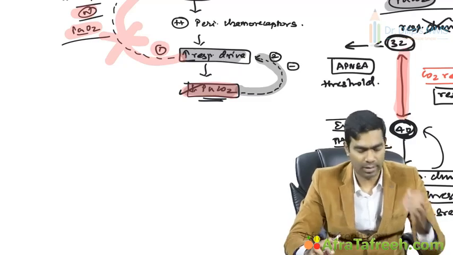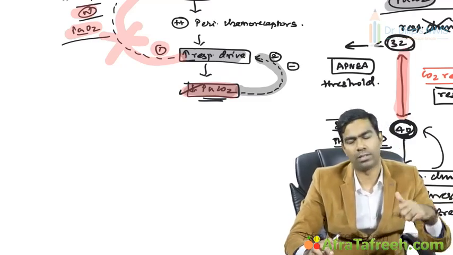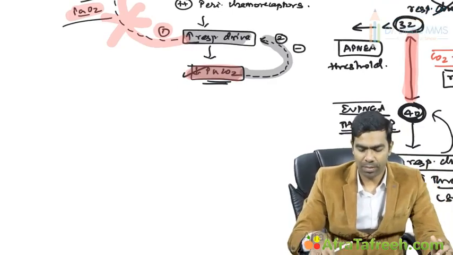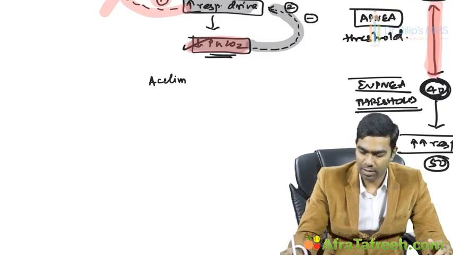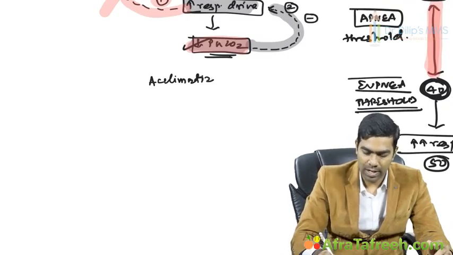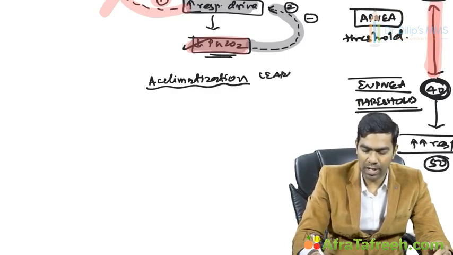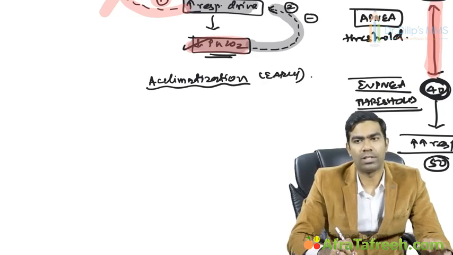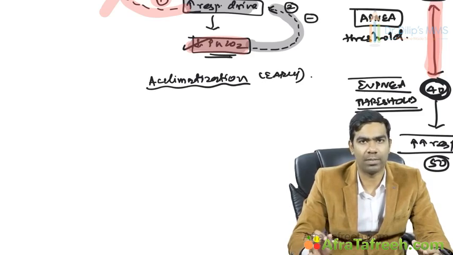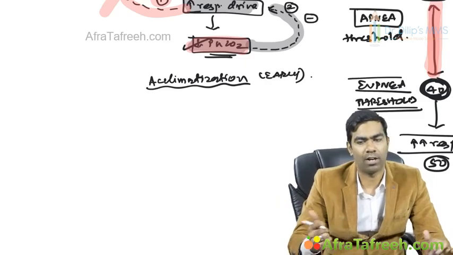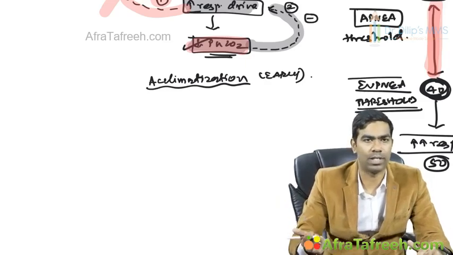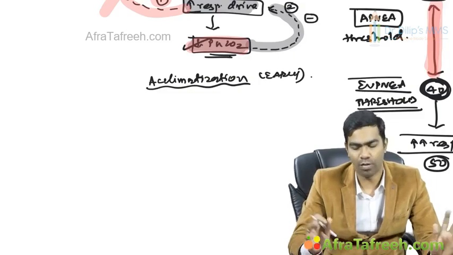So how can you break this? How can you make the PaO2 normalize? It's very simple. That is what we refer to as early acclimatization. What do you mean by early acclimatization? Somehow you should break this PaCO2 from inhibiting the respiratory drive, which means you have to hyperventilate to keep the PaO2 in the normal range. And you have to prevent this low PaCO2 from blocking the respiratory drive. How do you do that?